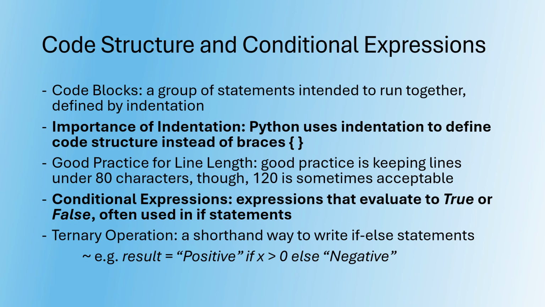Lastly, some key remarks regarding code structure and conditional expressions. We've mentioned code blocks, so I won't talk too much about that now, but the importance of indentation is very prevalent when programming in Python, because Python uses indentation to define code structure instead of using something like braces. Good practice for line length is also something to bear in mind when programming, as it's always good practice to keep under 80 characters in a line, though occasionally 120 is sometimes acceptable for special cases. And conditional expressions are those that equate to either true or false and are often used in if statements.